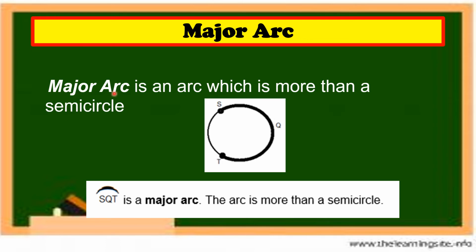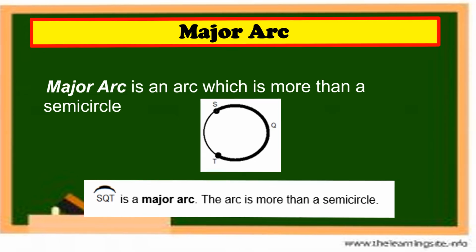We have a major arc. A major arc is an arc which is more than a semicircle. This is more than a semicircle. In naming a major arc, we use 3 letters. So we can name this major arc as major arc SQT. The arc is more than a semicircle.